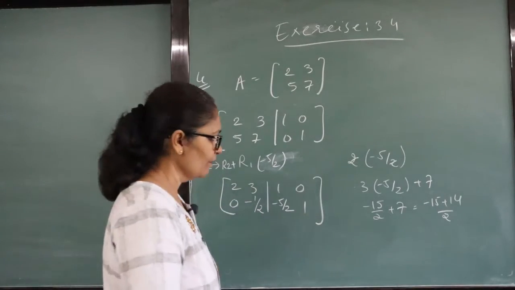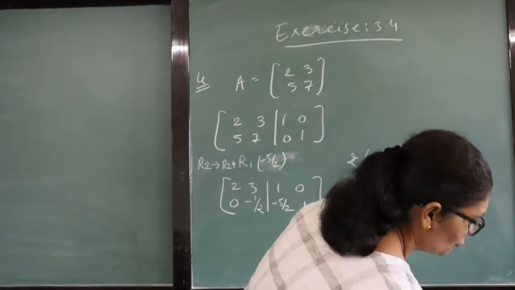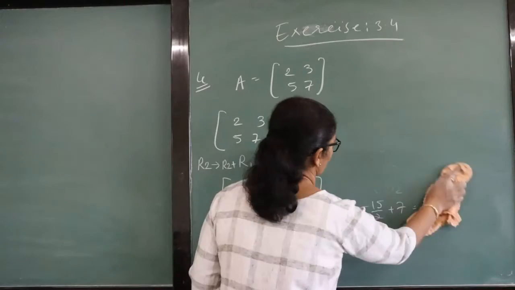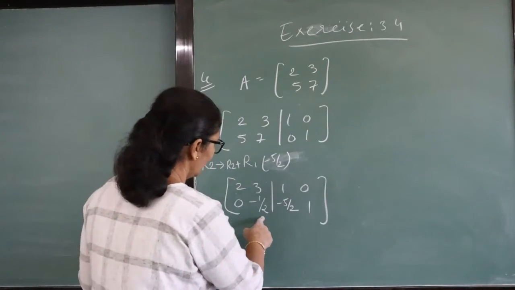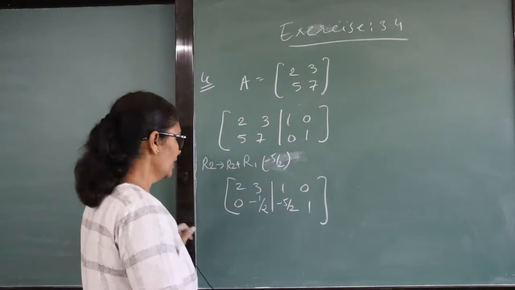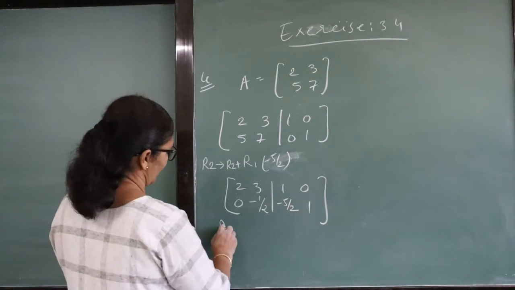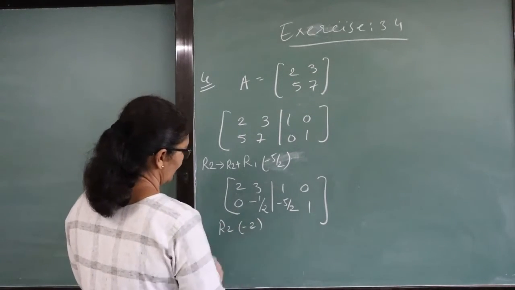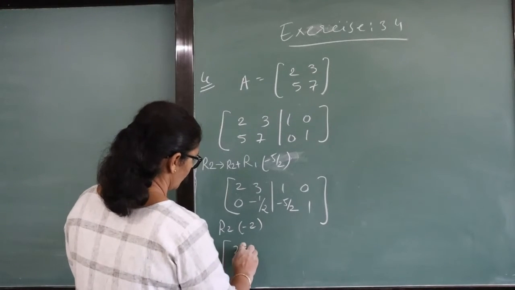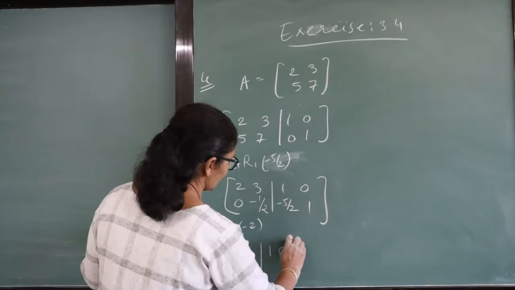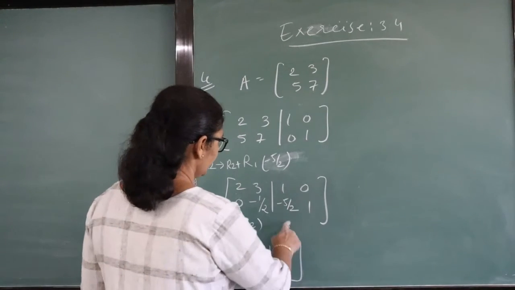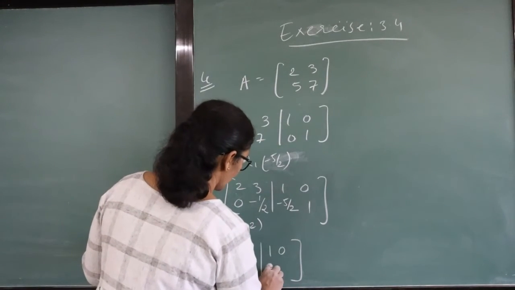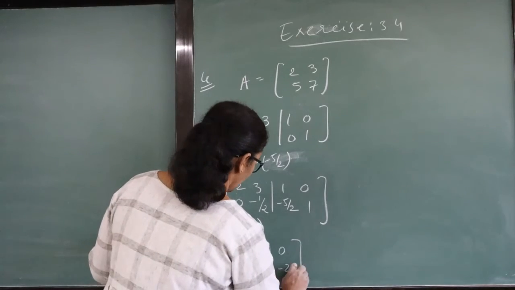Now, is this one clear? How we are getting this? I have shown this calculation on the side also. Now in the second row, if you multiply with minus 2, you will get 1 here. So the second row will be multiplied with minus 2. First one we will keep as it is, and let's multiply with minus 2. So this became 1. Multiply with minus 2. So this became 5.